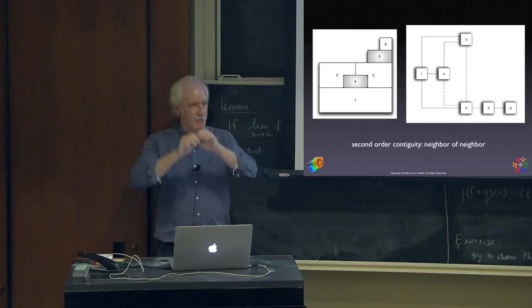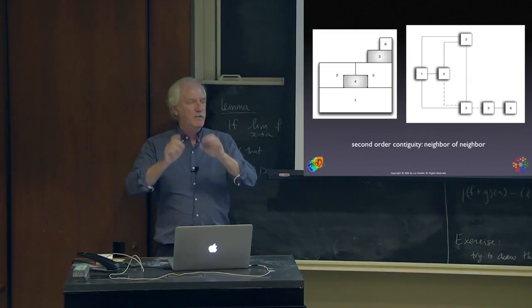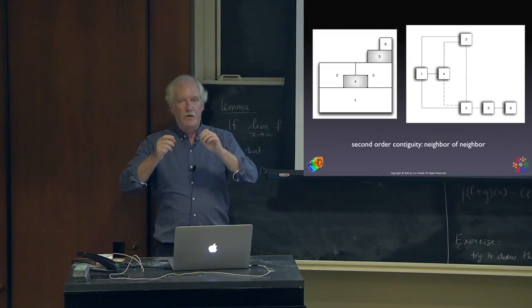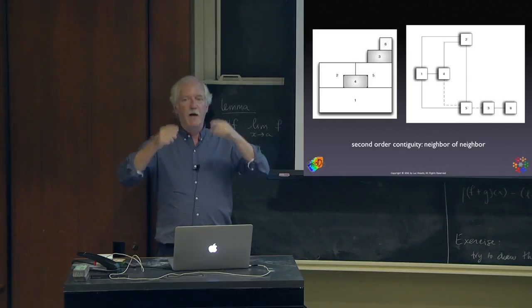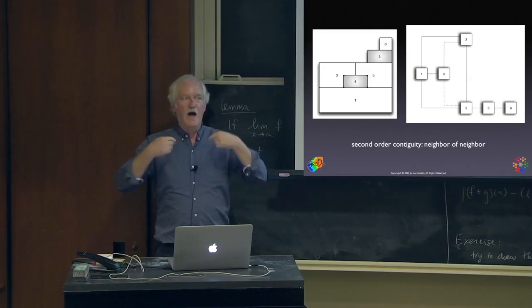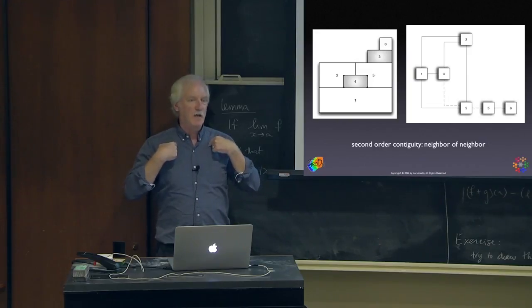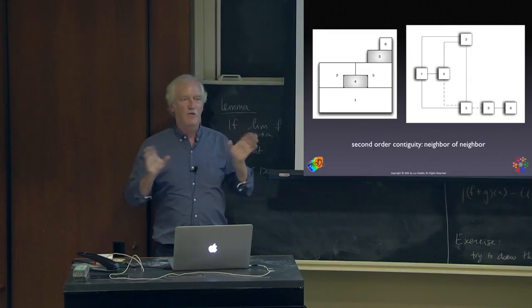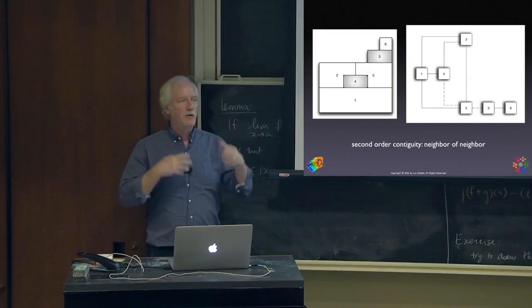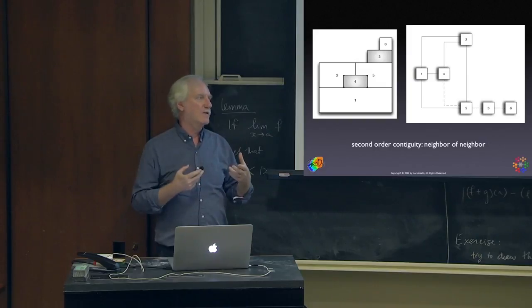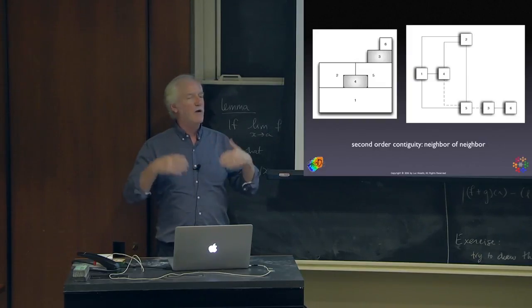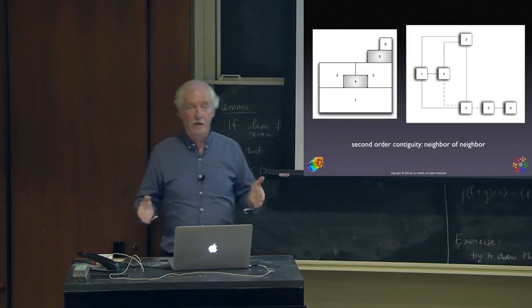first order neighbor is my direct neighbor. Second order neighbor is the neighbor of my neighbor, right? But I am the neighbor of my neighbor. So I am my own second order neighbor, right? And that's no good. That doesn't work. So we have to put in some constraint as to what these higher order neighbors can be, right?